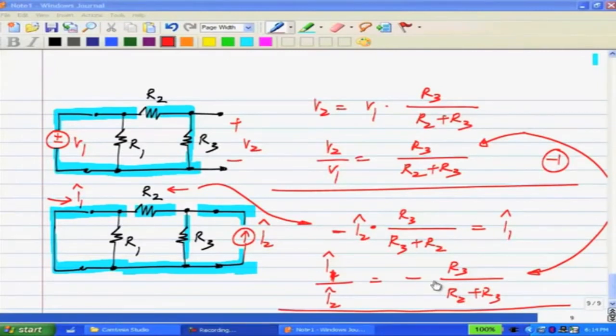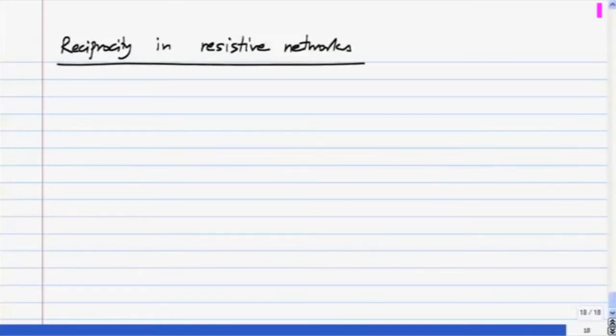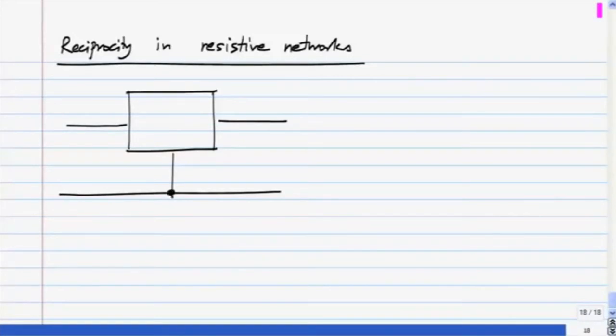You've already seen the proof of reciprocity in resistive networks using Tellegen's theorem. Here what I'll show is an alternative proof using basic circuit analysis. So what I'll do is I will consider a three terminal 2 port. This is port 1, port 2, and this is the common terminal, and the important thing is that this is resistive.